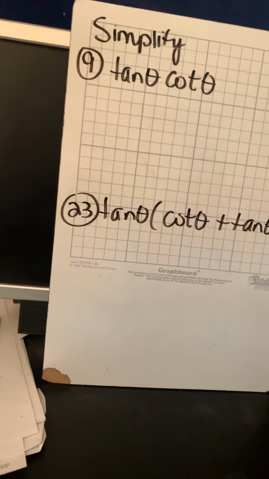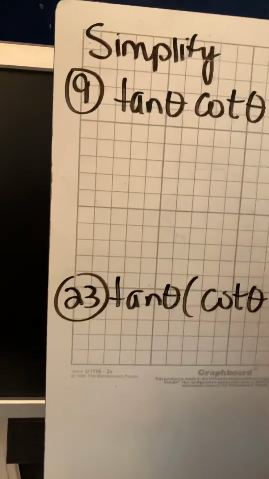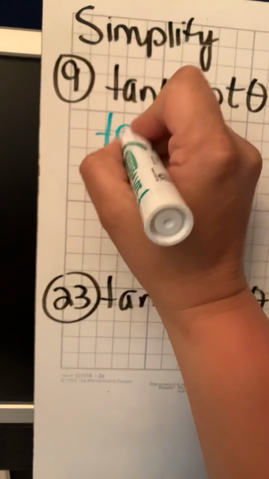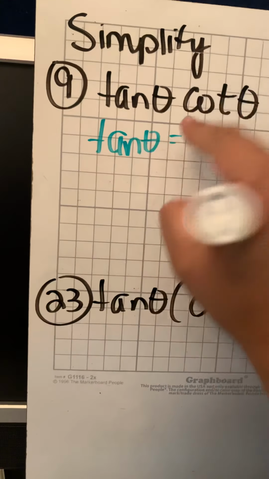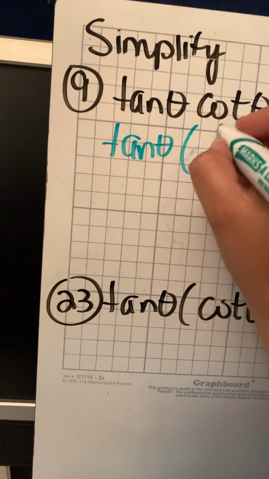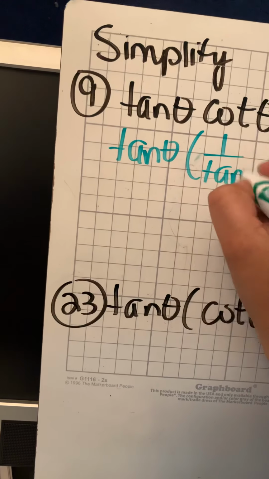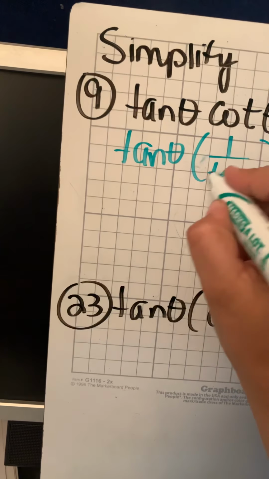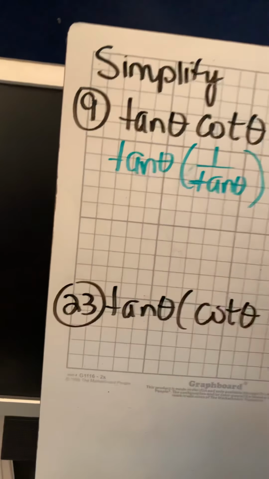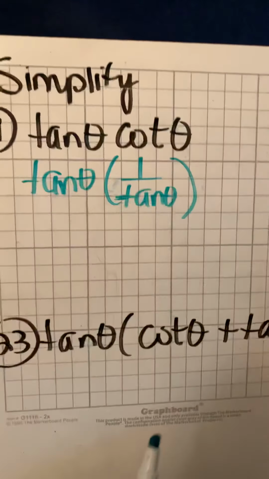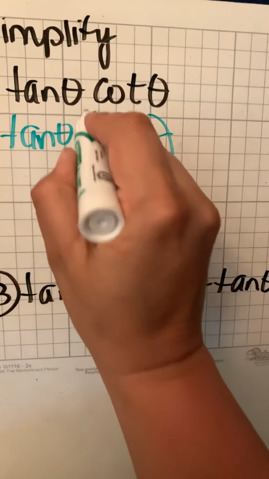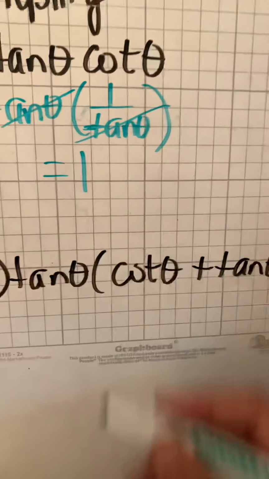So again, I'm going to look at this. Tangent, I'm just going to leave as tangent. So I'd have tangent of theta. Cotangent is 1 over tangent. And we learned that way before when we did the reciprocal identities. What cancels? What's my answer? Done.